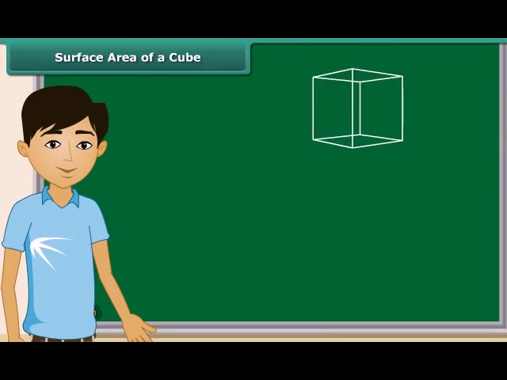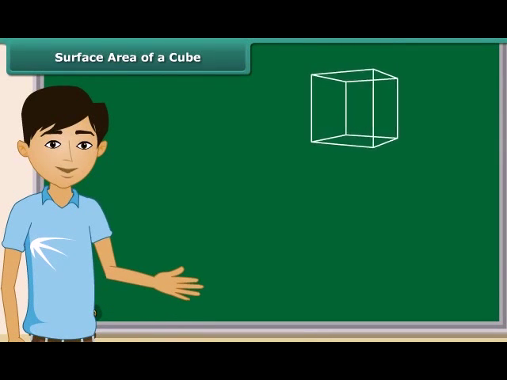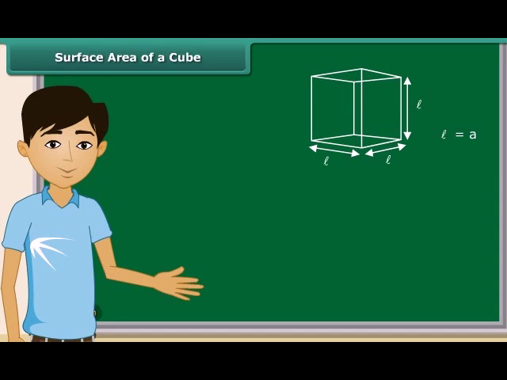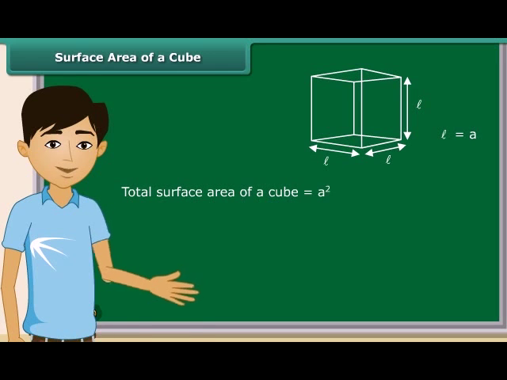Look at this cube. It is easy to see that the cube has six sides and each side is a square. Now to derive the formula of the surface area of a cube, let the length of one side be a. Since there are six sides, the total surface area is a square plus a square plus a square plus a square plus a square plus a square, which is equal to 6a square.